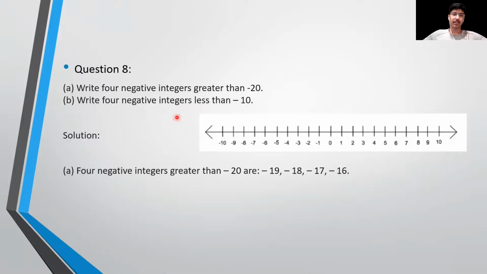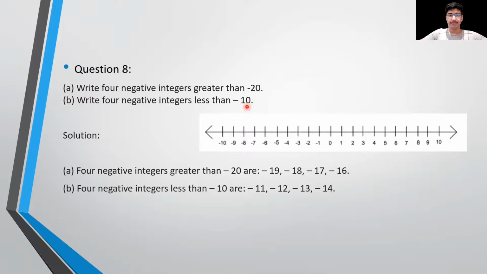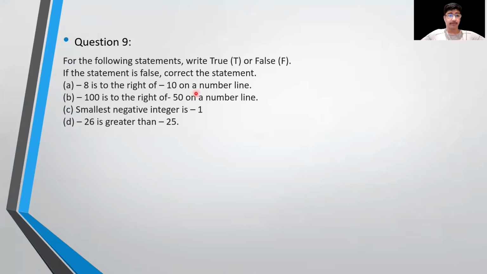Numbers to the left hand side of minus 10. So that will be minus 11, minus 12, minus 13, and minus 14. Because here they've asked negative integers less than minus 10, not greater than. All right. Question number 9.